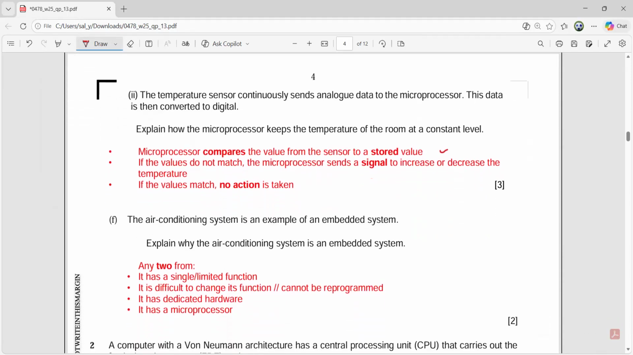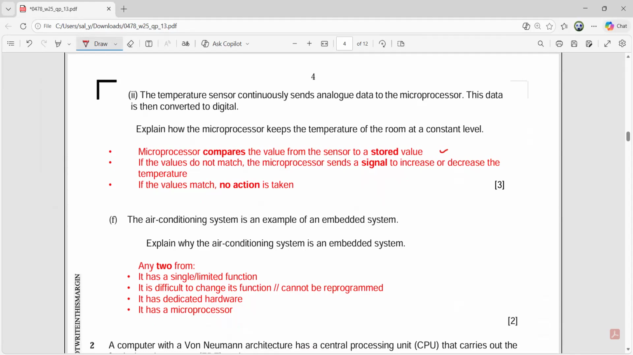Let's move to the next part, part F. The air conditioning system is an example of an embedded system. Explain why the air conditioning system is an embedded system. For that, you need to recall, it's a 2-mark question. So any two from the given points: it has a single or limited action or function. It is difficult to change its function. I mean, it cannot be reprogrammed. Whatever instructions are there, they are always going to be there.